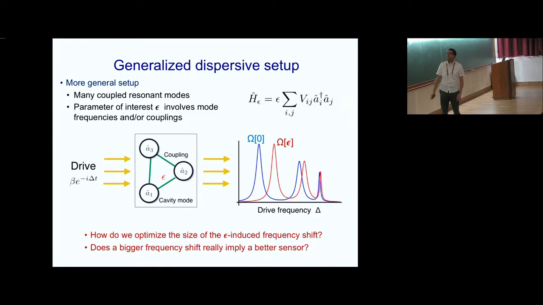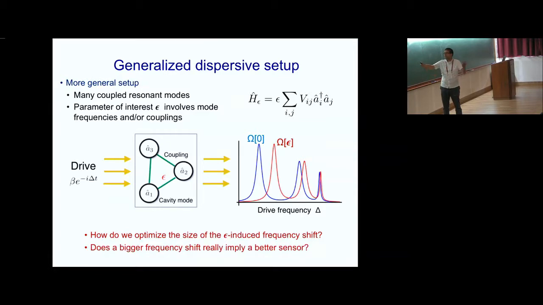So here, A1, A2, A3. They have many resonances. And the parameter of interest, this epsilon, it could both shift the frequencies of those modes. It could also change the coupling. So generically, your parameter of interest couples to these modes, described with some coupling Hamiltonian of this form. When you change epsilon, you change the positions of resonances. So without epsilon, with epsilon, blue becomes red.